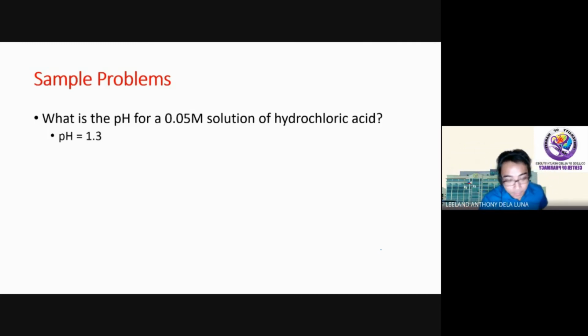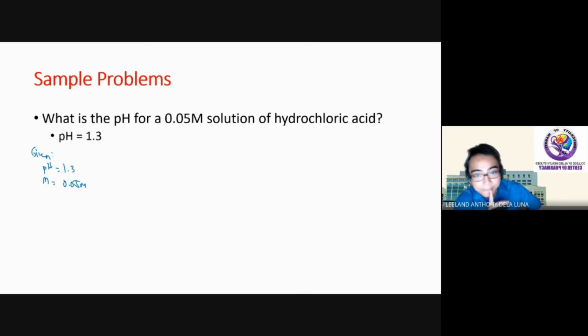Now, sige, suot natin given natin. Okay, so ang given natin class is pH is equivalent to 1.3. Okay? Tapos, molarity ng solution or concentration is 0.05 molar.